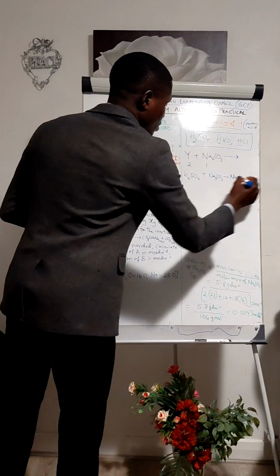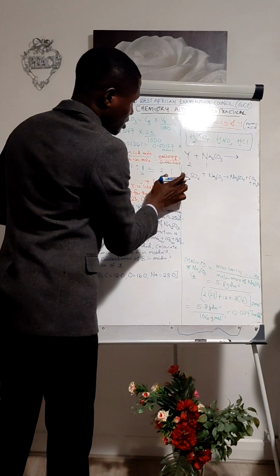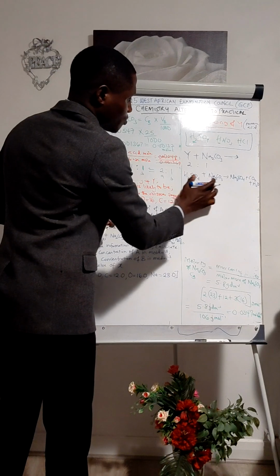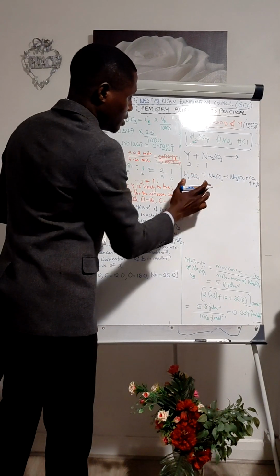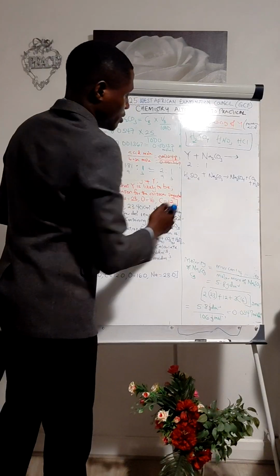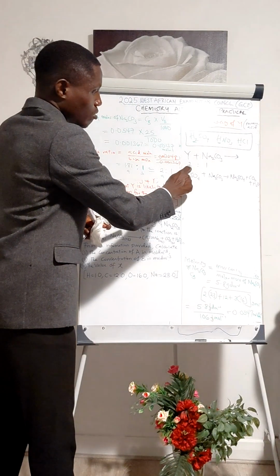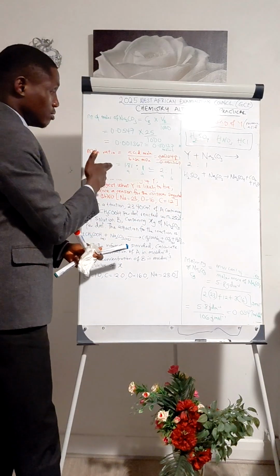This is what we are going to get when this is this. So it's balanced already. This is going to be a 1:1 reaction, meaning that it does not fulfill this condition that we just got from the calculation.